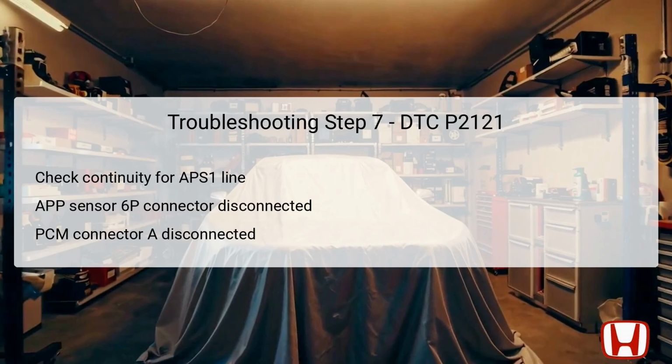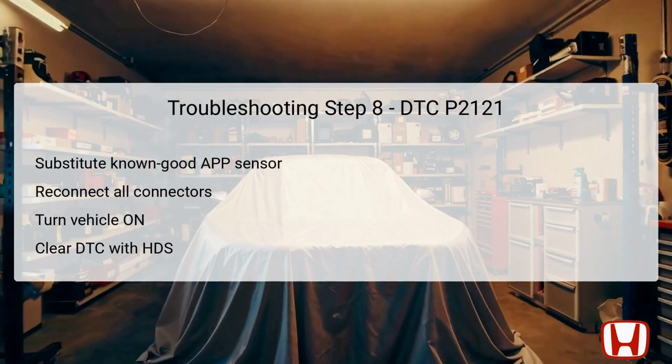If continuity exists, this indicates that the APS1 wire is undamaged and operational. However, if the test shows no continuity, this suggests there is an open circuit in the APS1 wire, necessitating a thorough examination and repair of the wiring to re-establish electrical connection between the APP sensor and the PCM.